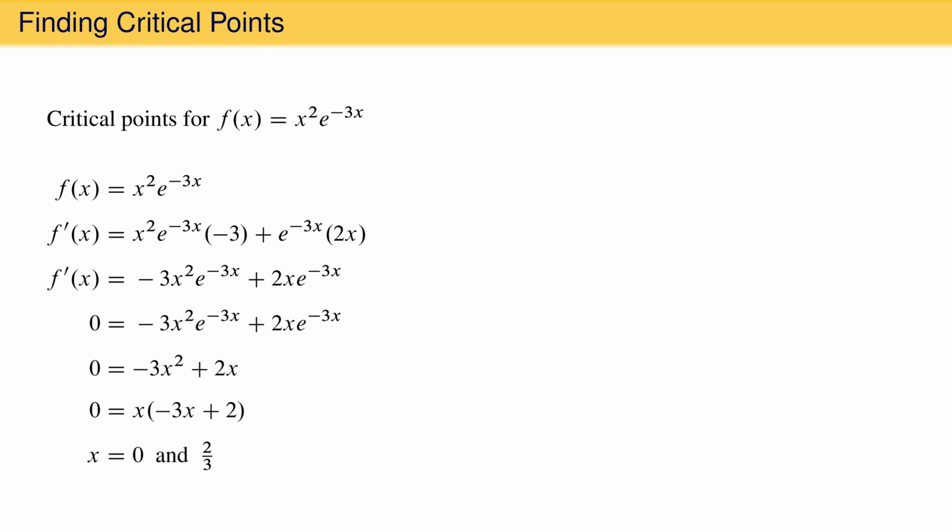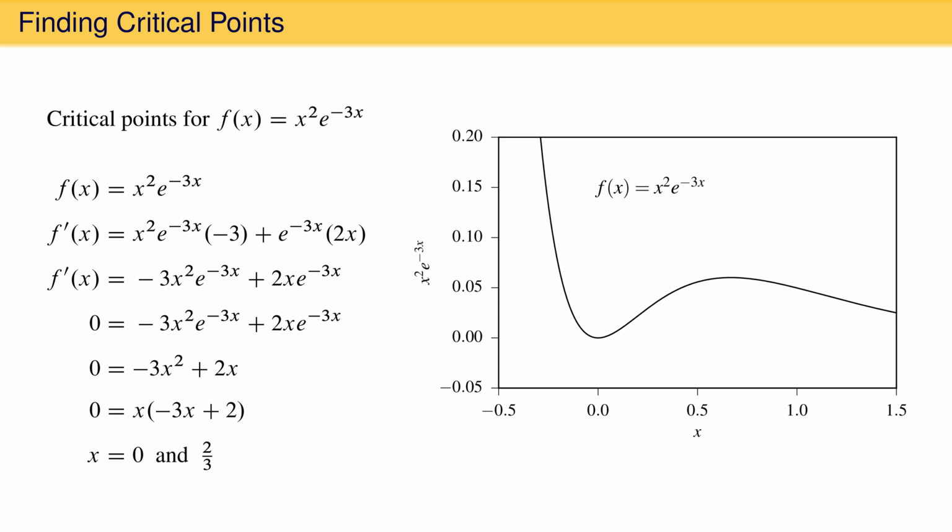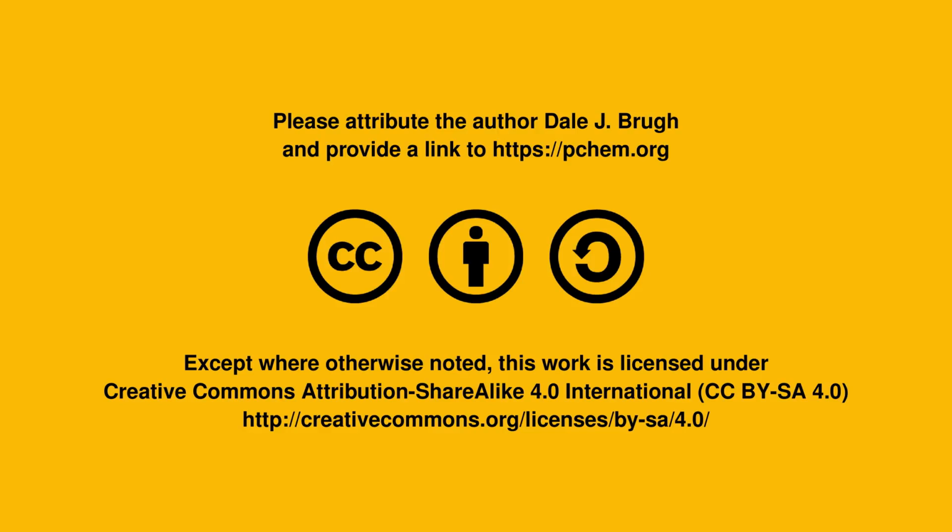We can confirm that these results are reasonable by examining a plot of this function from x equal negative 0.5 to positive 1.5. The critical points we have found are clearly the same as the points at which the straight line tangents to the function have a slope of 0. And that's critical points.